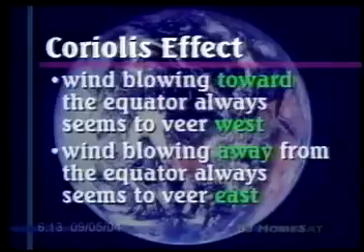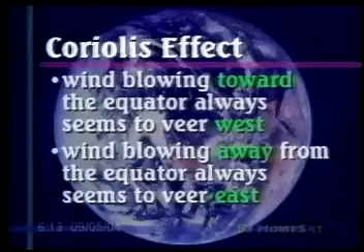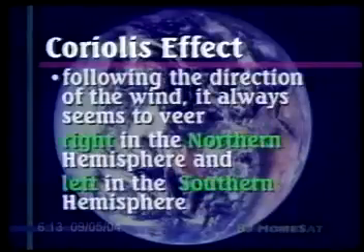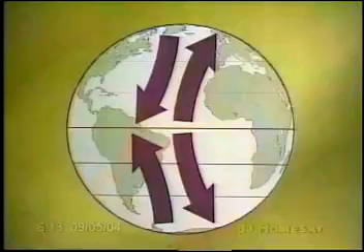Wind blowing toward the equator always seems to veer west. Wind blowing away from the equator always seems to veer east. Or if you want to think of it another way, if you're following the direction of the wind, it always seems to veer right in the northern hemisphere and left in the southern hemisphere. And I have a diagram here to help illustrate this.